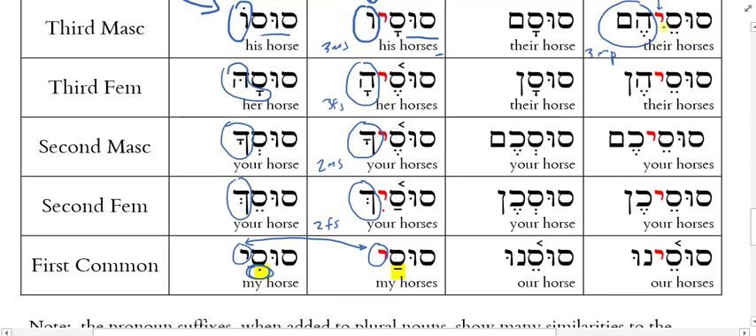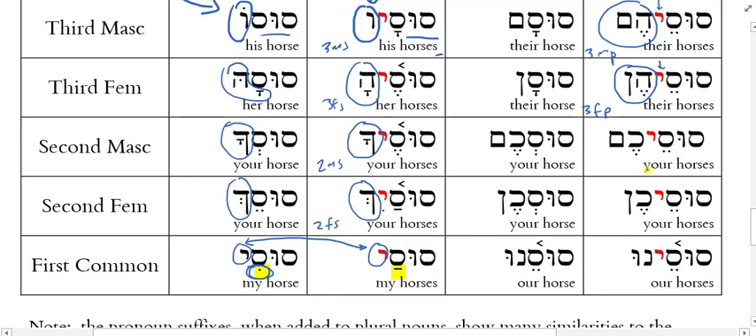So this is susehem, accent on the end. Susehem, their horses, and it's a masculine they. Now all I have to do is change the mem to a nun, and I've got a feminine they, right? Their horses, and they are female. So susehen, their horses, compare that to their one horse, susan. I have a nun, right? But I get the extra he here on the plural one, and I've got the yod.